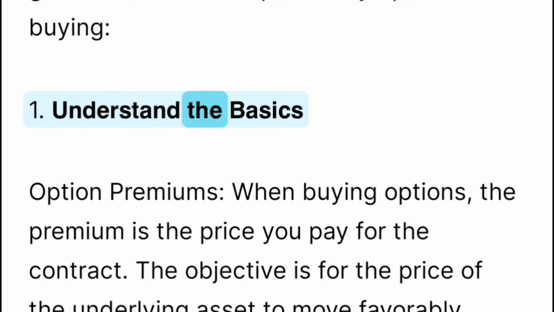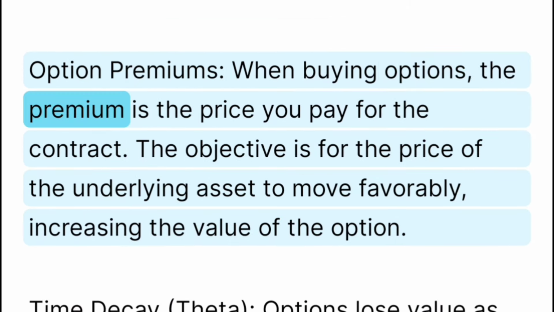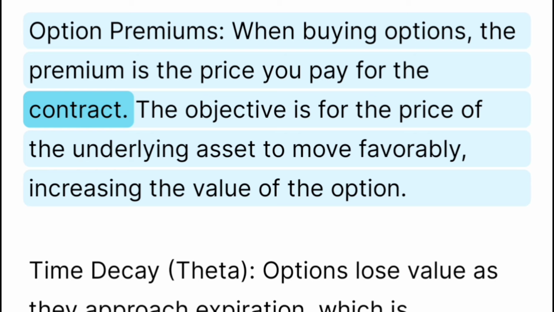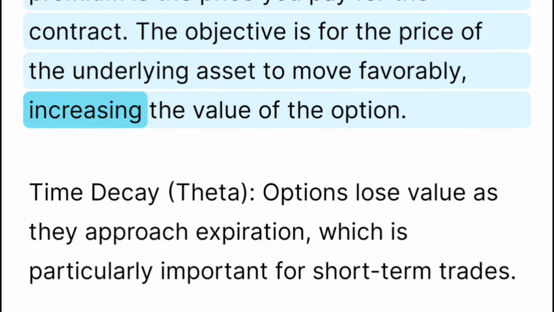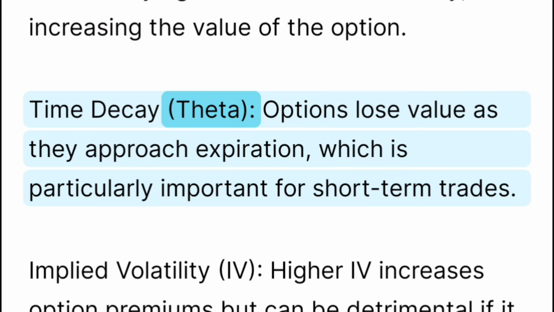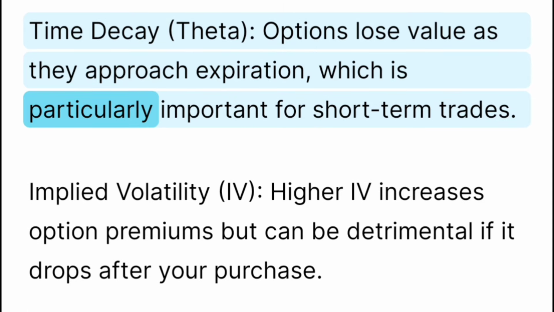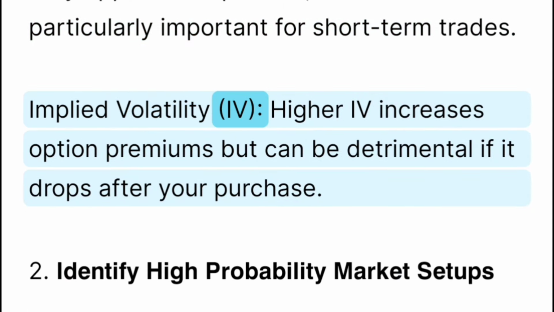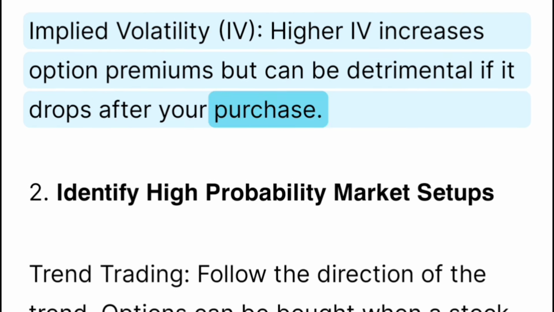1. Understand the basics, option premiums. When buying options, the premium is the price you pay for the contract. The objective is for the price of the underlying asset to move favorably, increasing the value of the option. Time decay, theta. Options lose value as they approach expiration, which is particularly important for short-term trades. Implied volatility, IV. Higher IV increases option premiums but can be detrimental if it drops after your purchase.